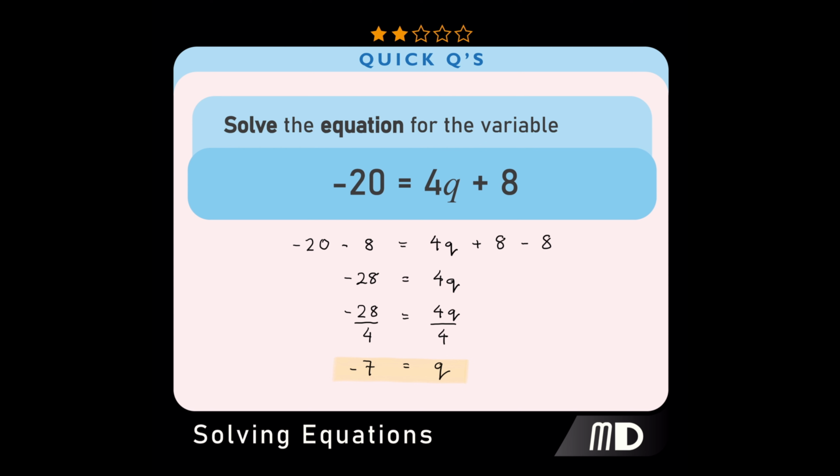The final two questions raise the difficulty level further with their use of negative numbers. This question also has the expression on the right side of the equation and the constant term minus 20 on the left side. But the same principles still apply. First, we need to subtract 8 from each side, which gives us minus 28 equal to 4q. Then we need to divide both sides by 4 to get the value of the variable q.